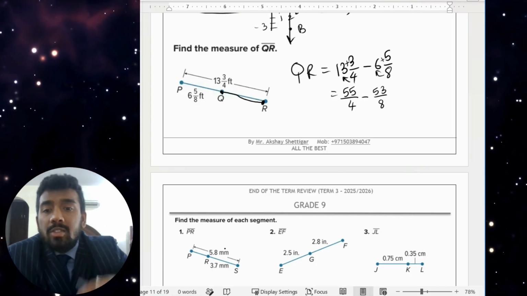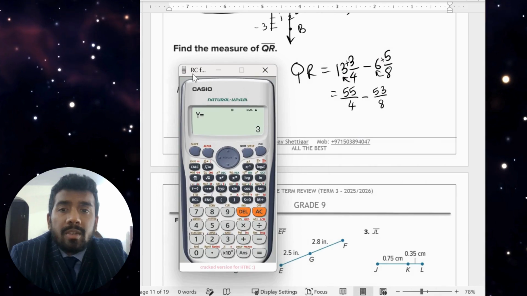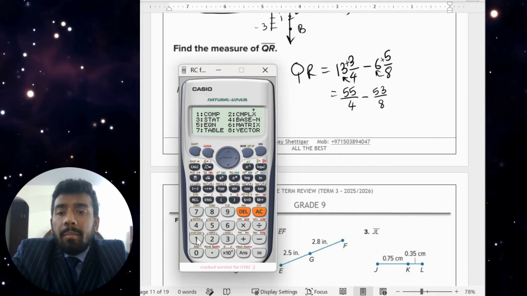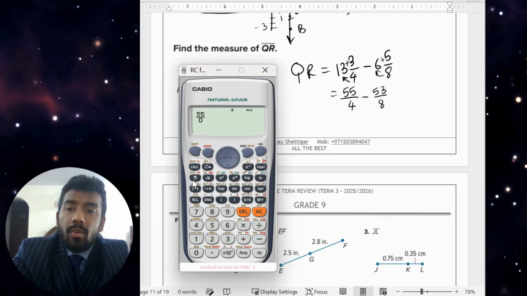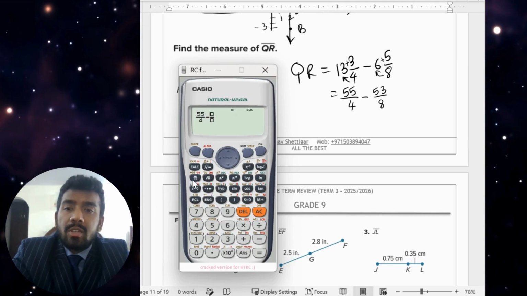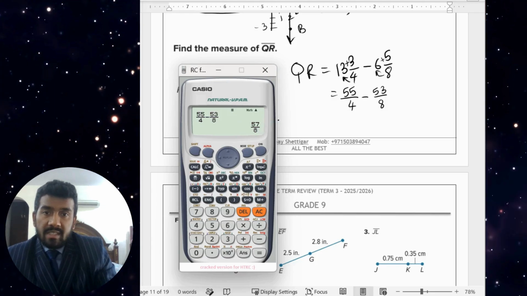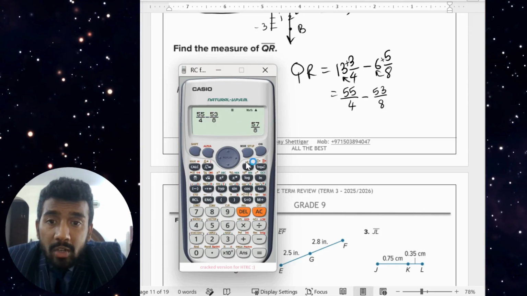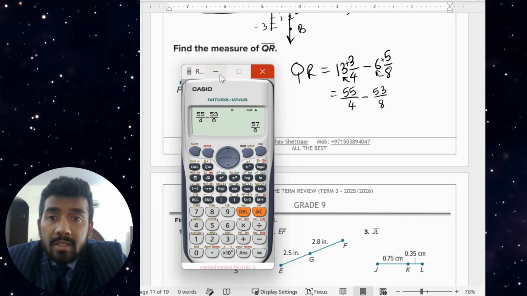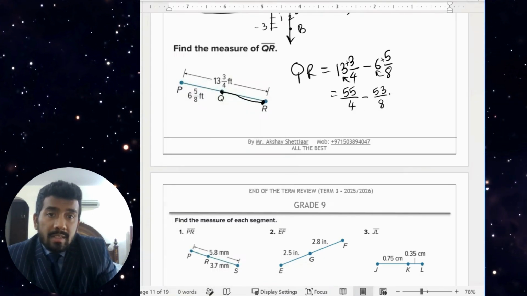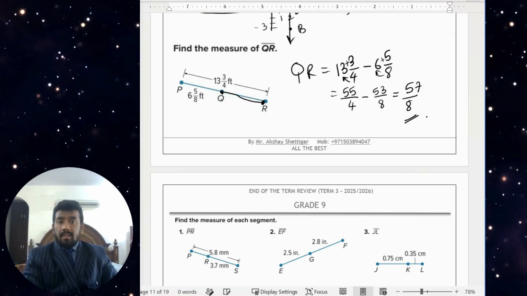For this subtraction you can use a calculator, or you can solve it. I prefer the calculator if it is allowed, why stress too much. So bring up the calculator, click mode, click 1, and put in the fraction 55 over 4 minus the fraction 53 over 8. So what's the answer? 57 over 8. If they want the mixed fraction, you can also click shift. So the answer is 57 over 8. Understood? Easy peasy.